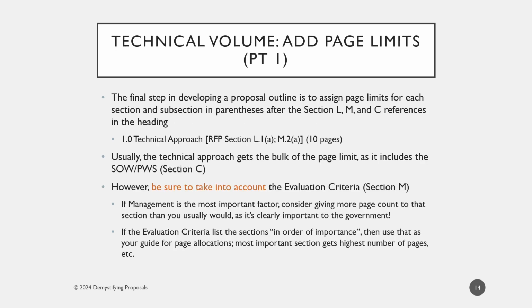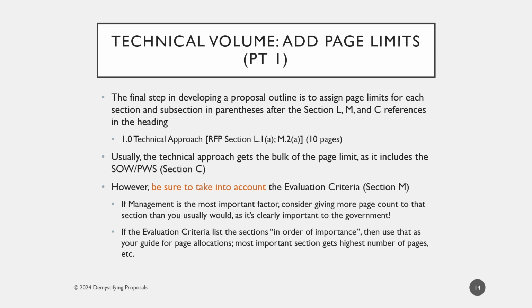The final step in developing your proposal outline is to assign page limits for each section and subsection. I usually put these in parentheses after the section L, M, and C references in the heading. So as an example here, 1.0 technical approach, RFP section L1A, M2A, you'll remember those, we've used those before, and that section is limited to 10 pages.